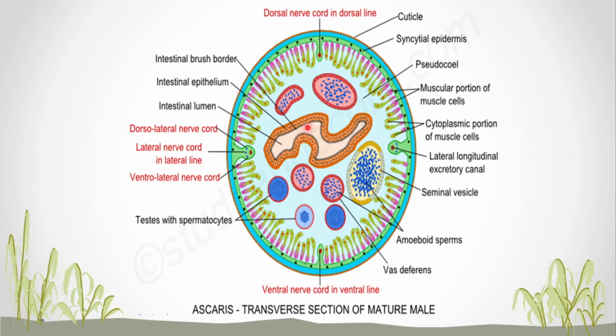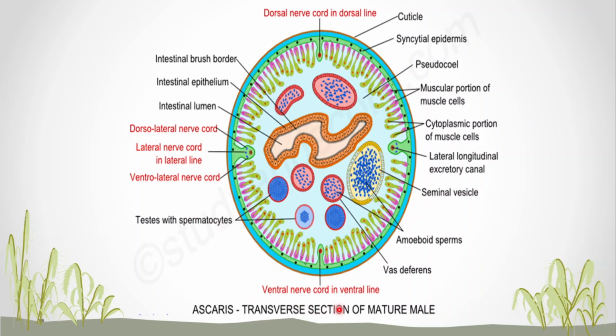See here, this is the outermost covering, which is called the cuticle. These are syncytial epidermis, the green colored layer. Then the false cavity, which is called the pseudocele, and the muscular portion of muscle cells, cytoplasmic portion. In between these cells, the lateral longitudinal excretory canals are present. On the two lateral sides, the lateral nerve cord in the lateral line is present. Then testes with spermatocytes are seen here.